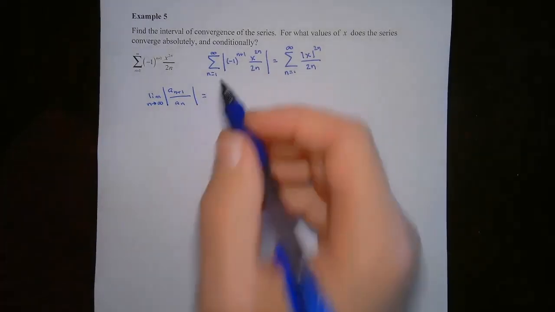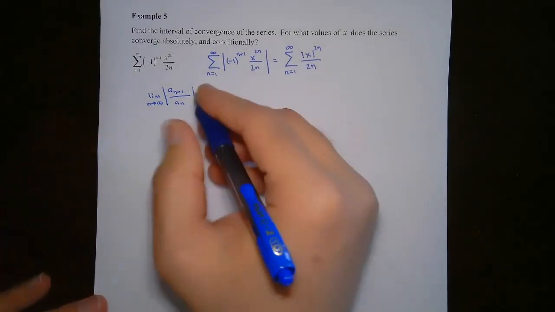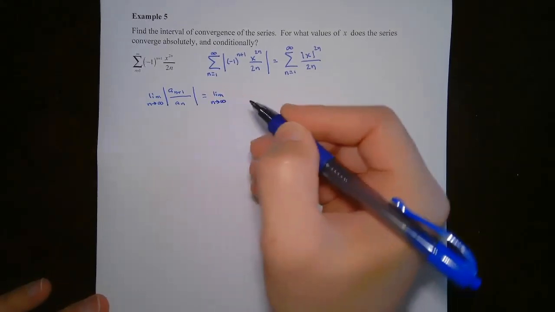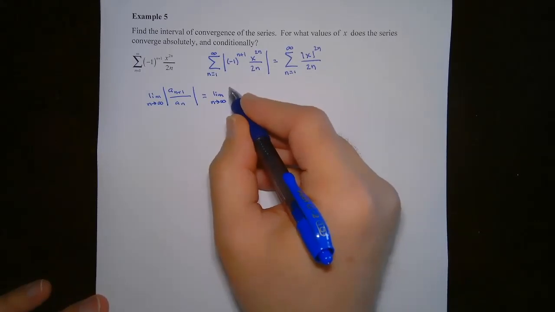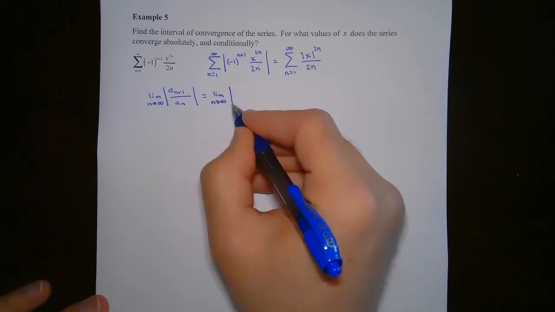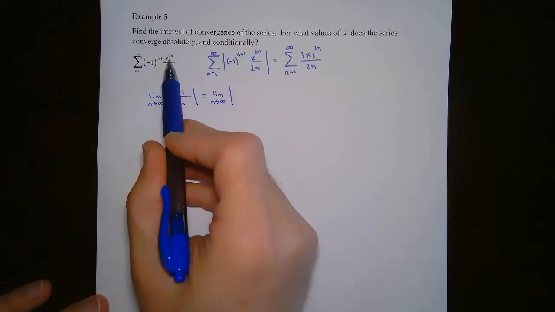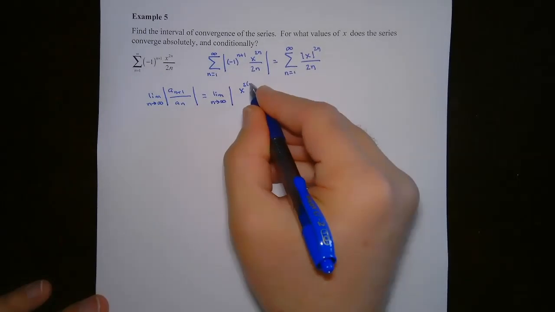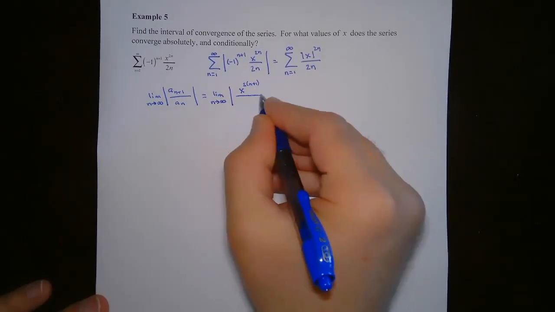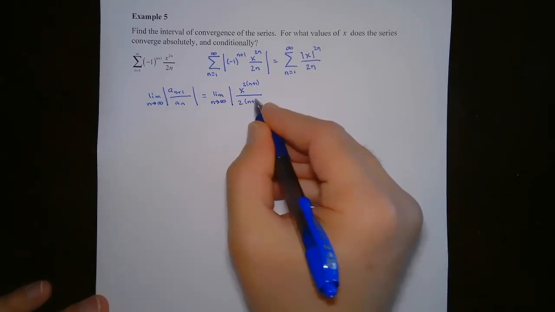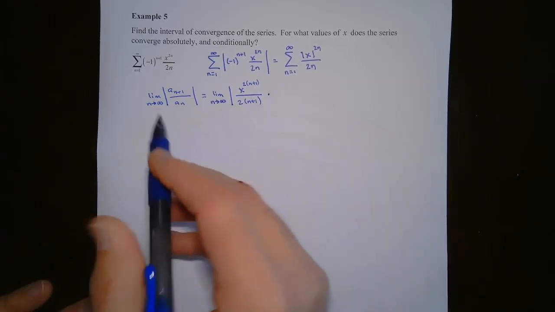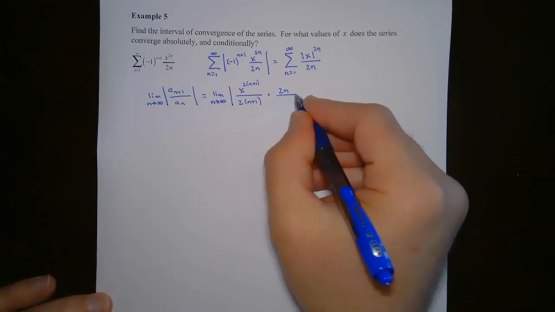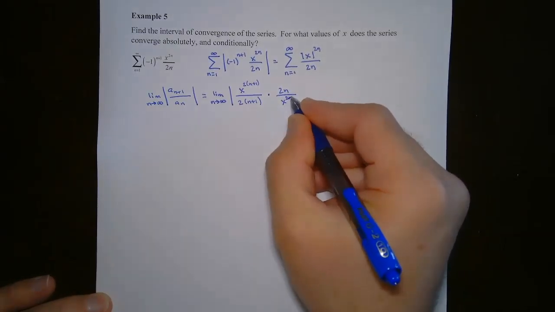Because that causes it to be negative and we're taking the absolute value of it. Okay, so this becomes the limit as n approaches infinity of the absolute value of x to the 2n plus 1 over 2n plus 1, and then times the reciprocal of this, all right? So it'd be 2n over x to the 2n.